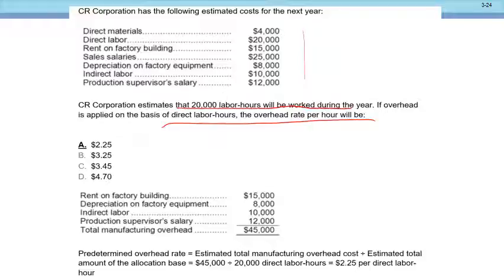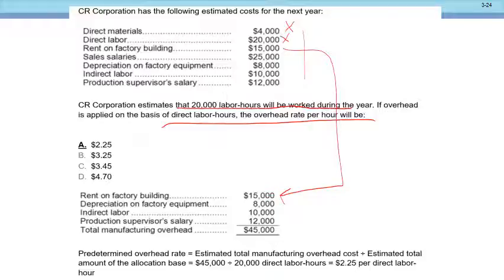Okay. So how about direct materials? Is that overhead? No, it's not, so I'm not going to pick that up. How about direct labor? Nope, that's not overhead. I'm not going to pick that up. How about rent on the factory building? Yes, it is. That comes down. I'm going to try to calculate my overhead, right?